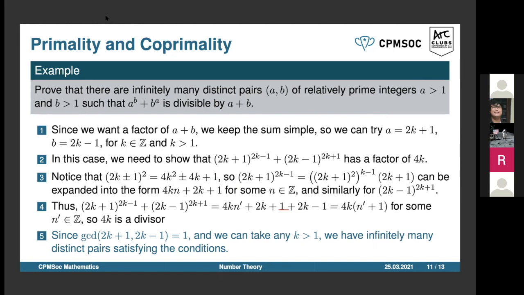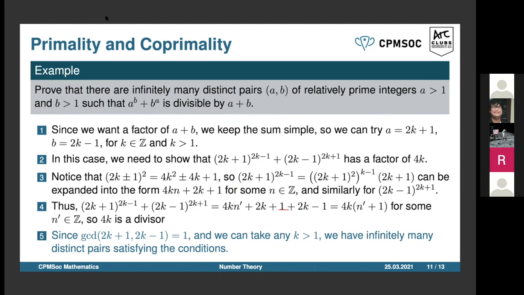I could probably come up with an example. I don't think 2 and 3 works. 2 and 3: so we have 8 here plus 9, which is 17, which is definitely not divisible by 5, right? Yeah, that works as a counterexample. So if A and B are prime, in general it doesn't really work.